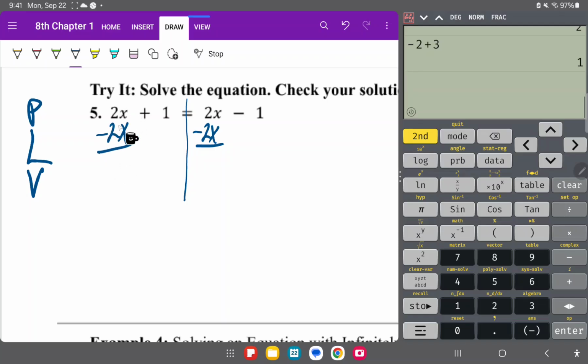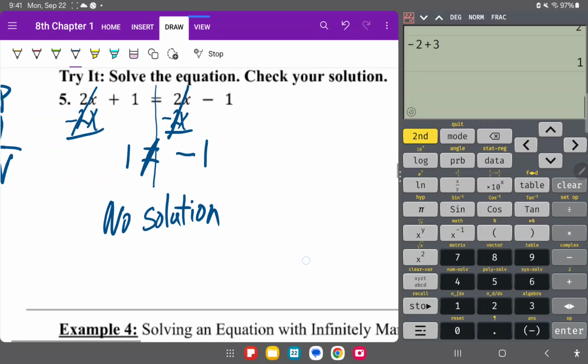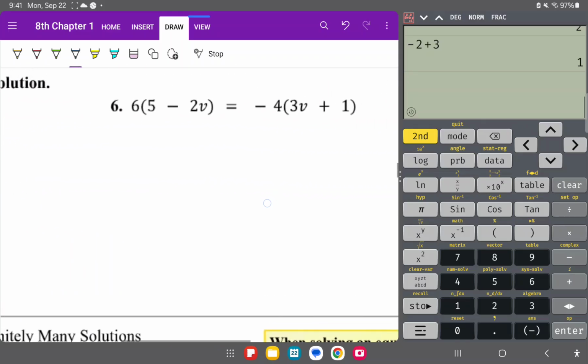That's 2x and negative 2x cancel out. Bring down your 1, bring down your equals. That also cancels out. All right, so does 1 equal negative 1? No, that's not actually equal. So this one has no solution. So when we do this, I'm going to be looking to see if you have done that part of the math correctly. All right, so then we'll go on to number 6.